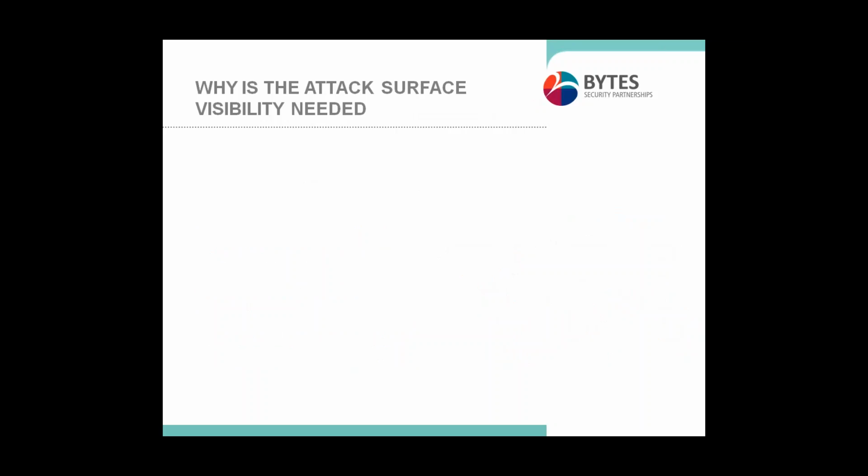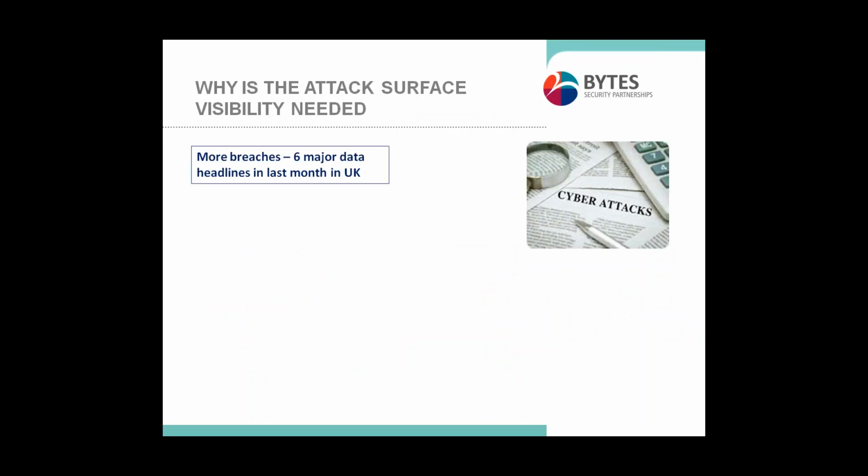Let's talk about why we are here today. So why is attack surface visibility needed? Why do people need to be looking at this area? There's just an ever-increasing flux of breaches. There's been more than 6 major data headlines in the last month in the UK, not to mention last week's major hack of over 5 million accounts, including children's data from VTech. And so the bad guys are getting in, essentially, and we want to equip you to know when they're getting in and also to block them and stop them getting out with data.